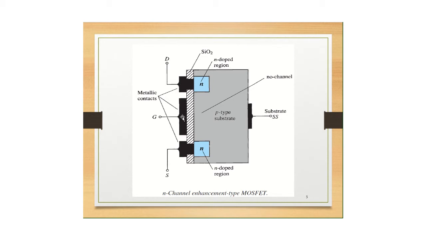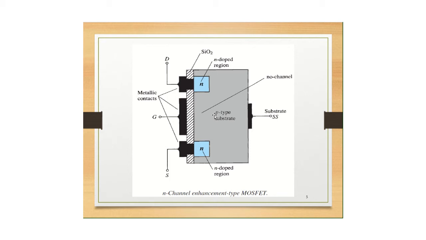Oxide stands for the silicon dioxide insulating layer, and the semiconductor for the basic structure on which the N and P type regions are diffused. That's why the name metal oxide semiconductor FET, or MOSFET.